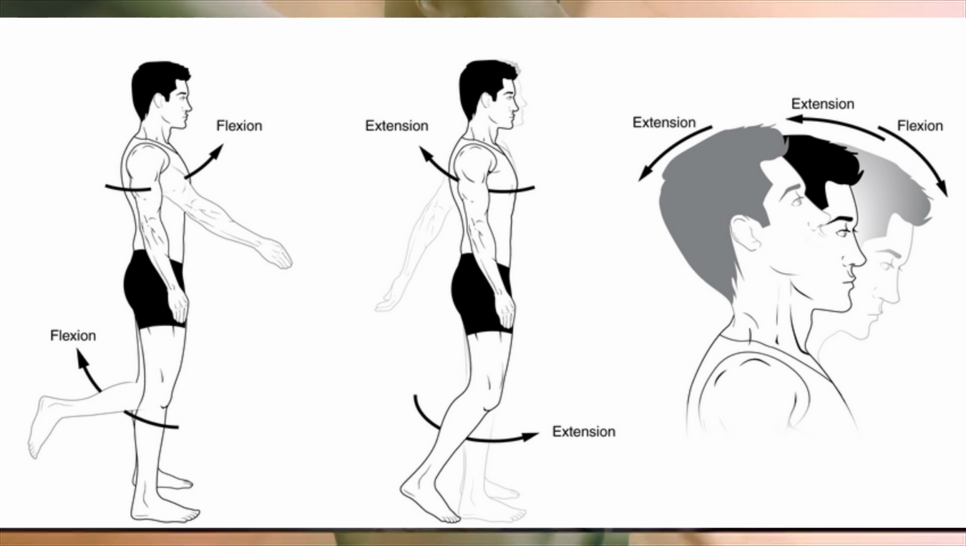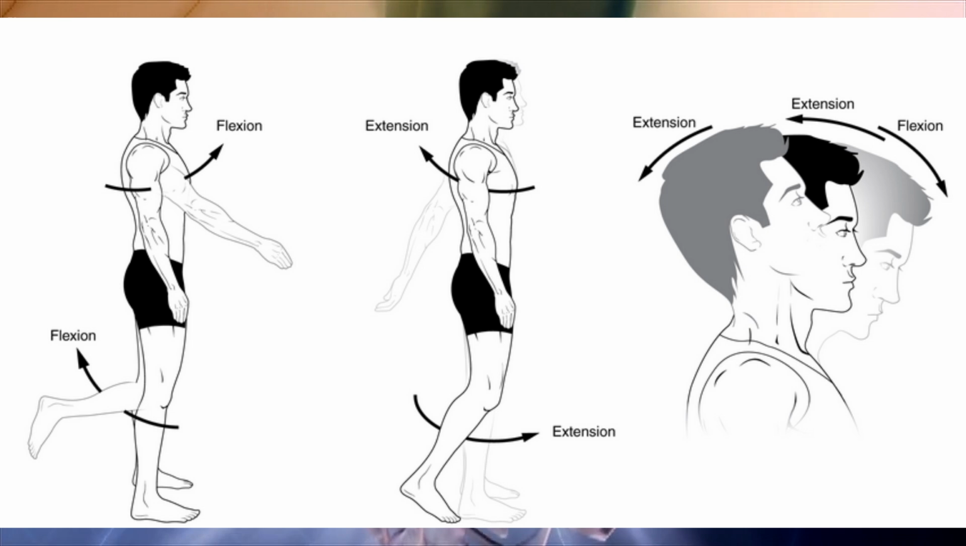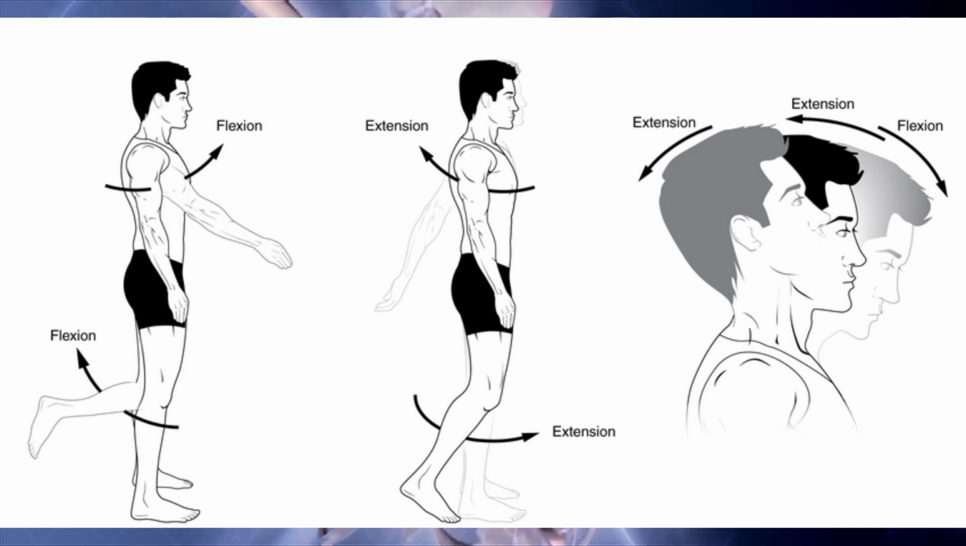So if you look at it this way, where you have your arm going out, that is flexion, because the muscles are getting shorter. Whereas once you bring it back to the center line where the muscles are relaxed, they've extended out to their full length because they're now completely relaxed.